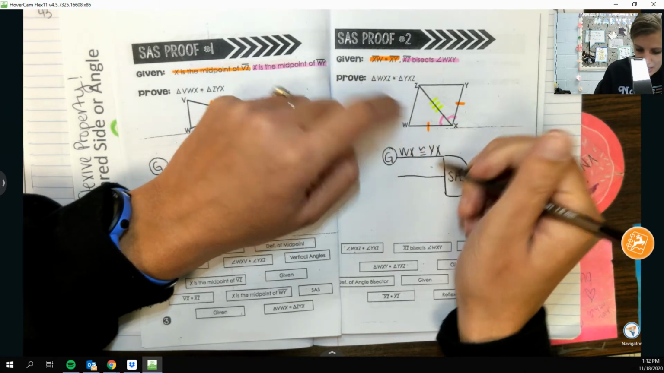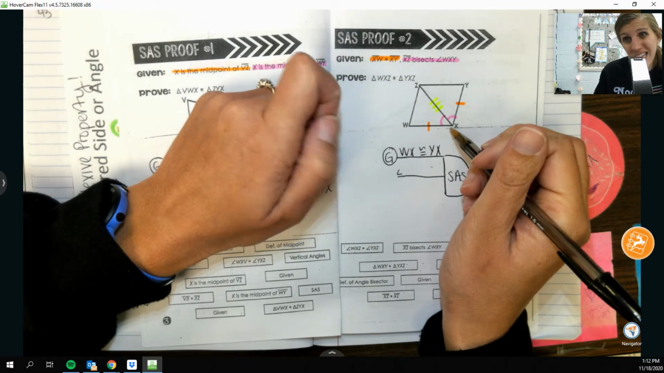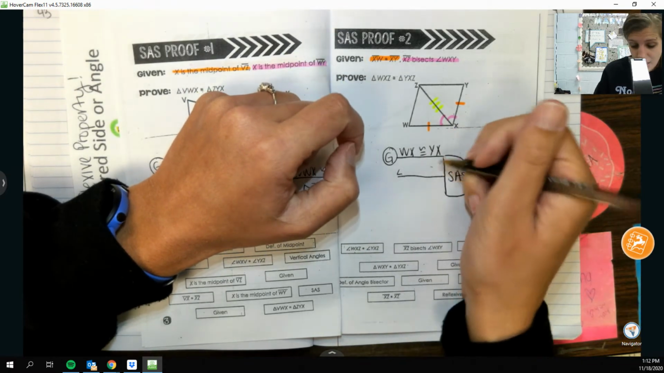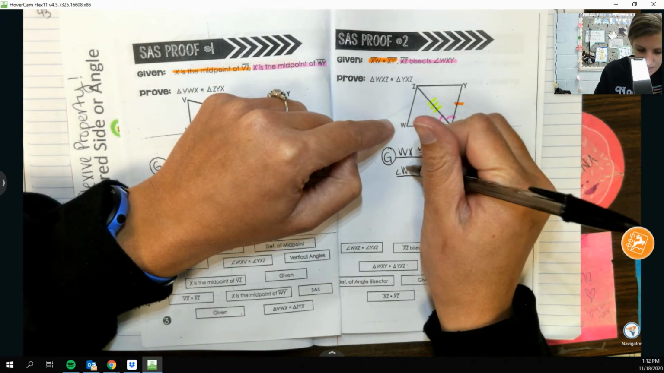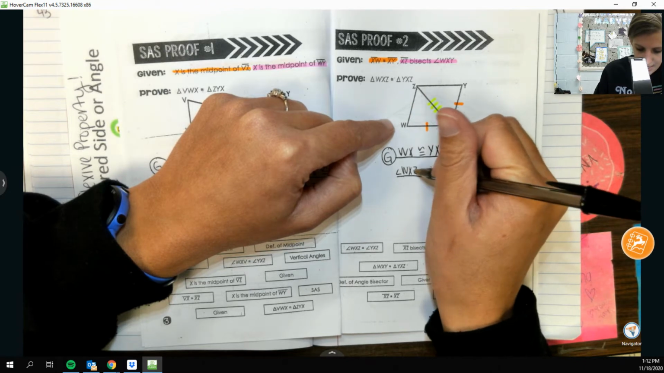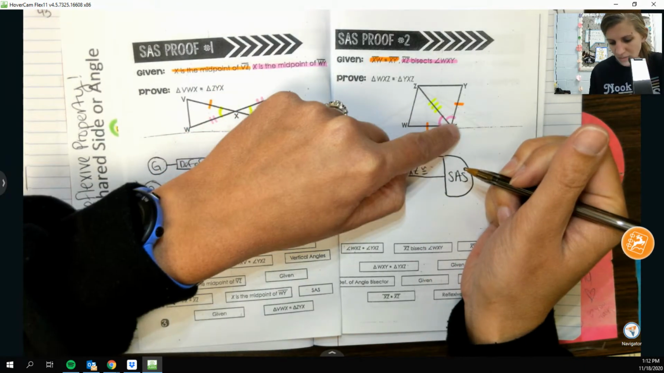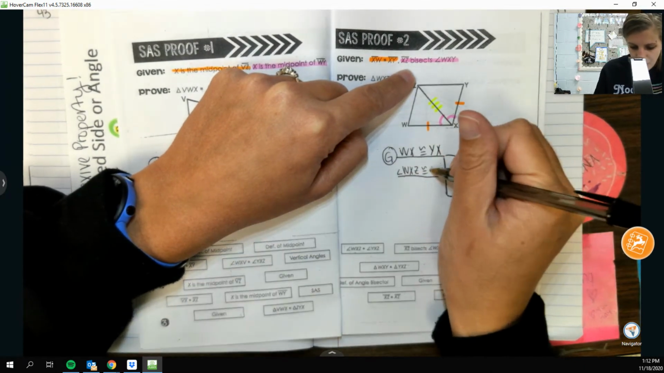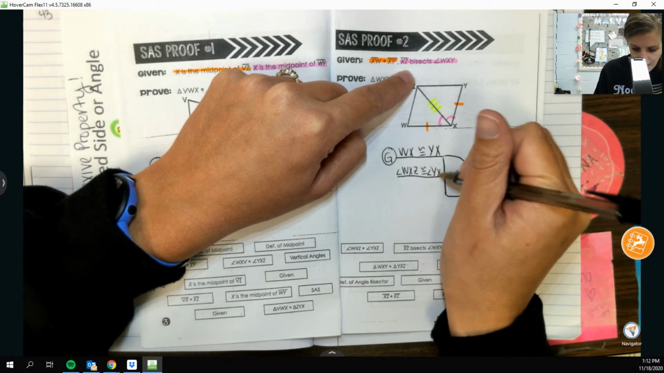The angle that I marked is that angle, and I can't just call it X. There's kind of a lot of angles happening at X, so I got to call it with 3 letters. Angle WXZ is congruent to angle YXZ.